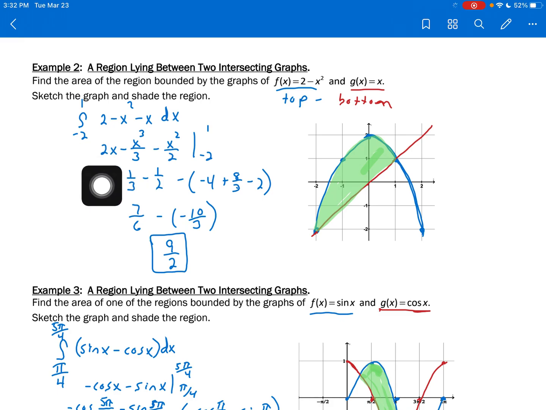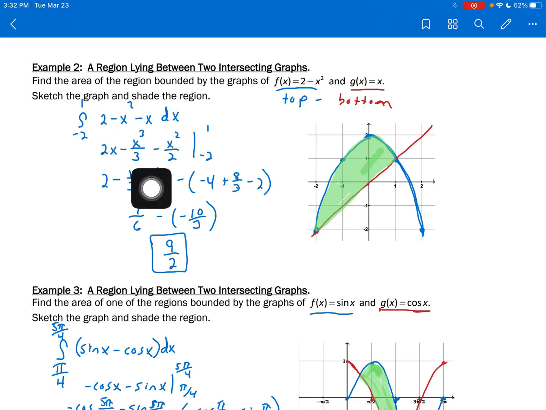Okay, and we're going to find the intersection points. That's the other part you're going to have to do: determine where they intersect. The line intersects the parabola at x equals -2 and x equals 1. So those are my bounds here. Okay, now I'm going to integrate this.